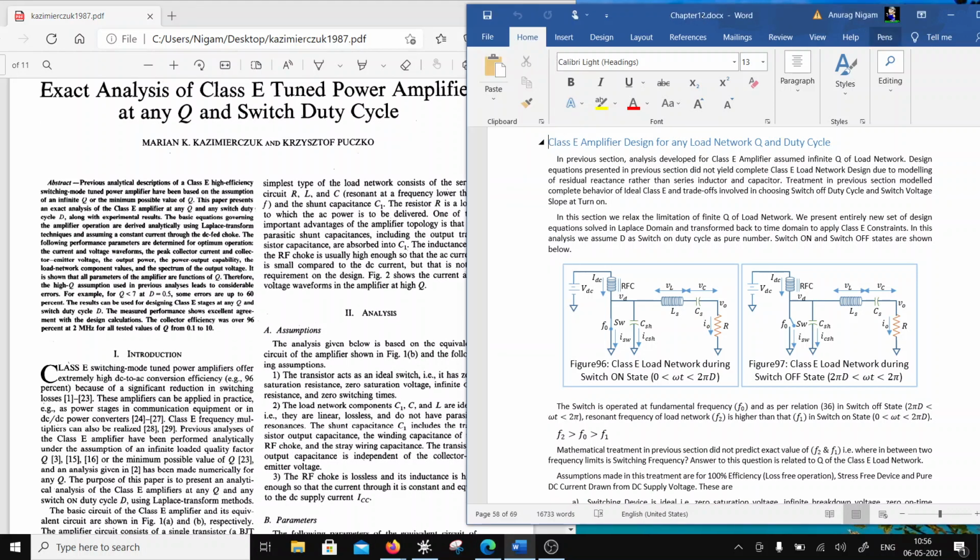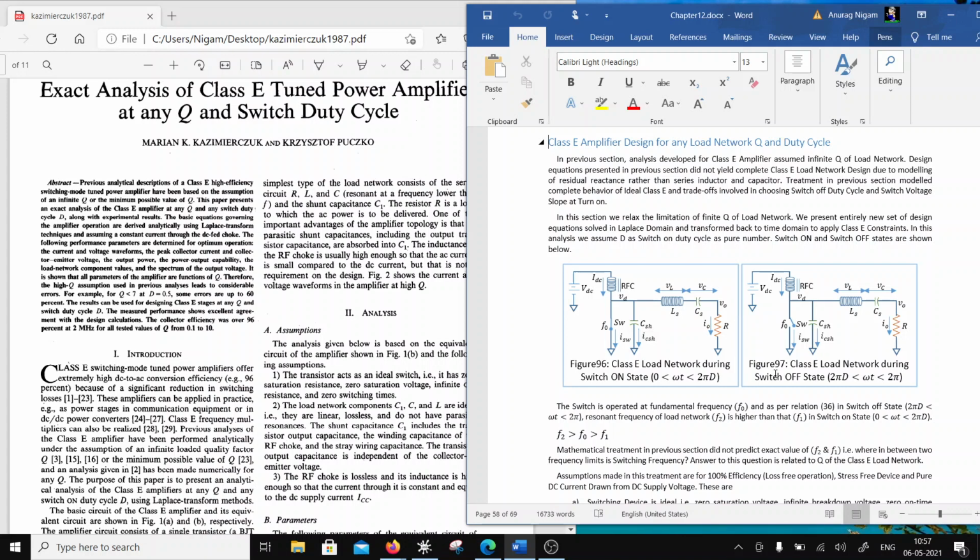Now consider two figures, figure 96 and 97. In figure 96, the switch is on. When the switch is on, CSH is not in the picture; CSH is shorted out. This is for a duration of theta between 0 and 2 pi d, where d is the switch on duty cycle. In this period CSH is basically shorted out.